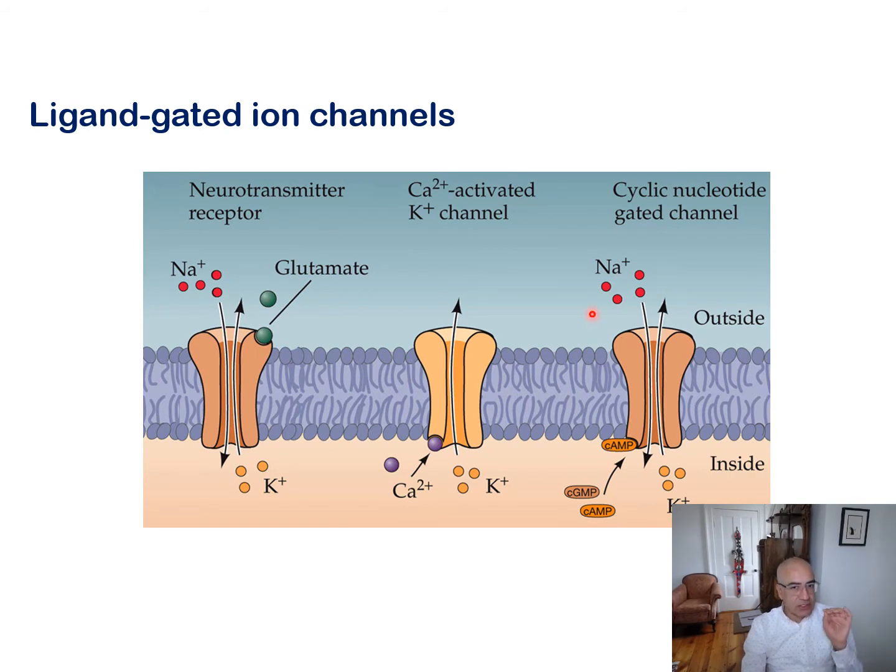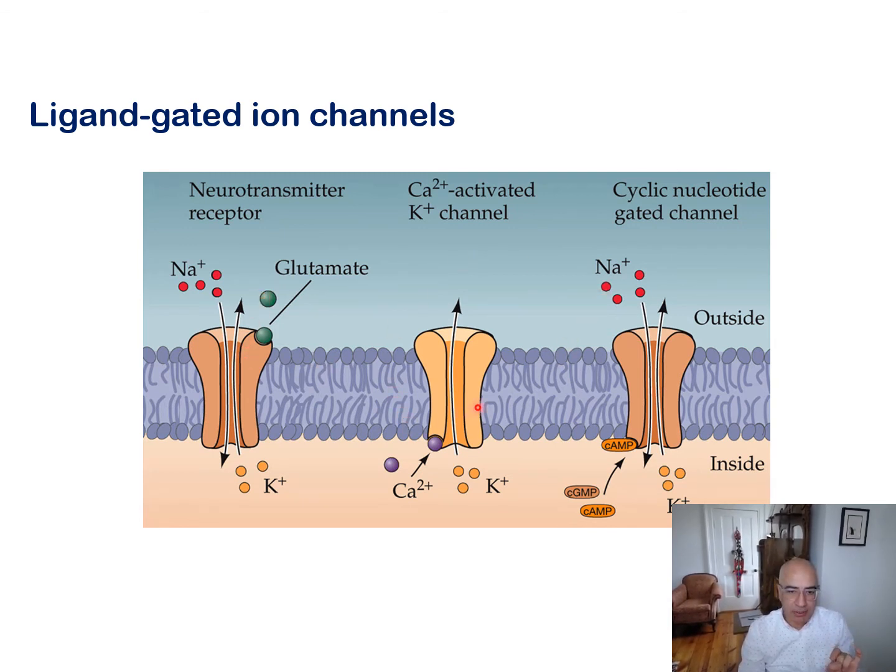Ligand-gated ion channels can also be selective for particular ions, but many ligand-gated channels are not that picky. For example, a lot of neurotransmitter receptors, like the glutamate receptor, are permeable to both sodium and potassium, and sometimes to sodium, potassium, and calcium, but never to chloride. So we call these non-specific cation channels. They're glutamate gated, but they're non-specific cation channels.